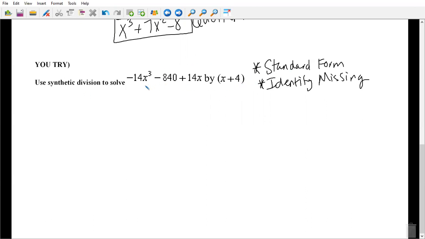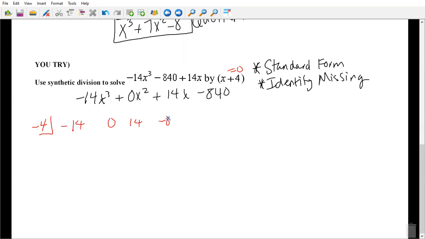All right. So when you looked here, it wasn't in standard form because it wasn't in order of greatest to least powers. So we have negative 14x cubed, and I'm missing 0x squared, plus 14x minus 840. All right, in my house, if I set this equal to 0, I would have negative 4. So I have negative 14, 0, 14, negative 840.